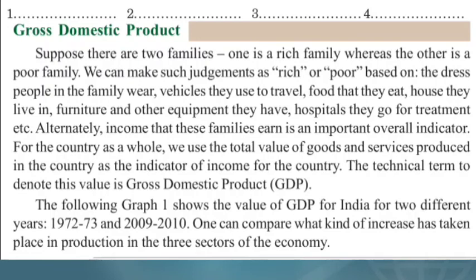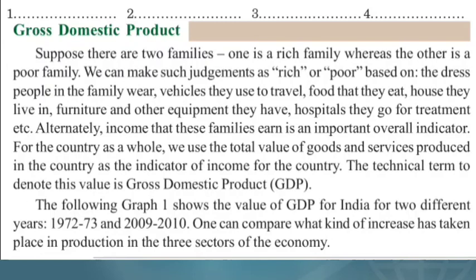We use the term GDP as the indicator of income for the country. Understand it? Which is the main indicator of income for the country? GDP only. Based on the GDP only, we can tell whether the country is in a good position, a developing position, or in poor conditions.